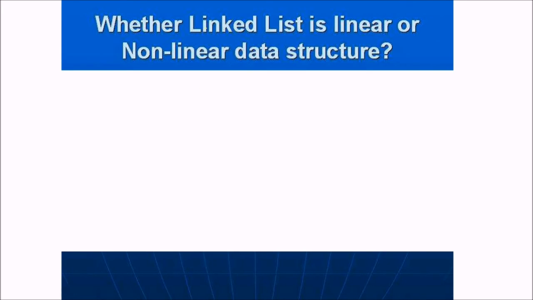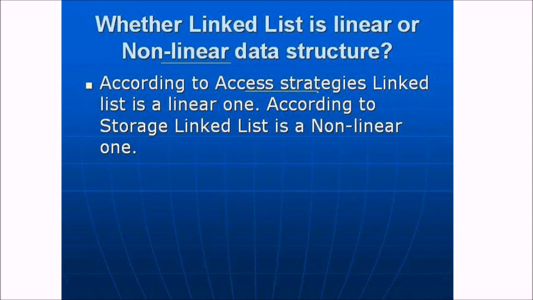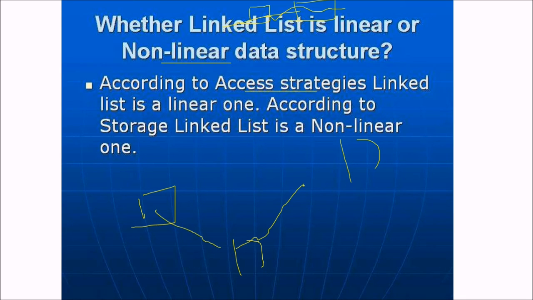Whether a linked list is a linear or non-linear data structure depends on the way we are viewing the linked list. According to the access strategy, a linked list is linear. If you want to access, the nodes are one by one, and these nodes have the address of the next node, so you go sequentially only. While if you are talking about storage, one node may be here, another node may be there, this kind of pointing can be there. So according to storage, a linked list is a non-linear one.